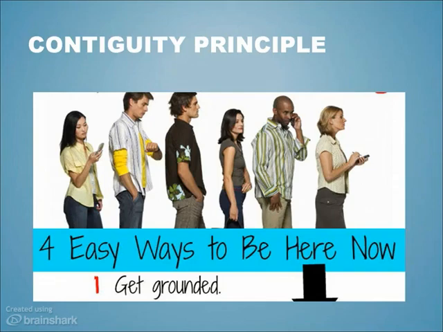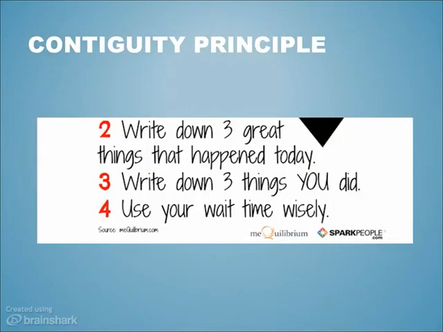The second principle is the contiguity principle. This principle recommends placing printed words near the corresponding graphics. So what's wrong with this slide? Well, there are many ways that the contiguity principle can be violated. This is one example where the list that is a part of the graphic is started on one screen, and then the list continues on another screen.